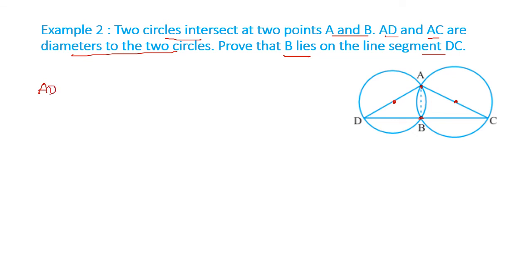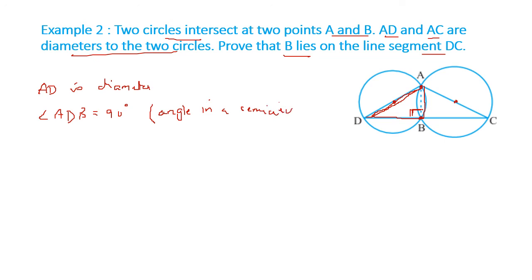Now AD is the diameter. So angle ABD equal to 90 degree. Do you remember why? Because a semicircle always makes a what? Right angle. So angle in a semicircle is a right angle always. Same way, AC is diameter of another circle. Therefore, angle ABC is also equal to 90 degree. That is, angle in a semicircle is always a right angle.